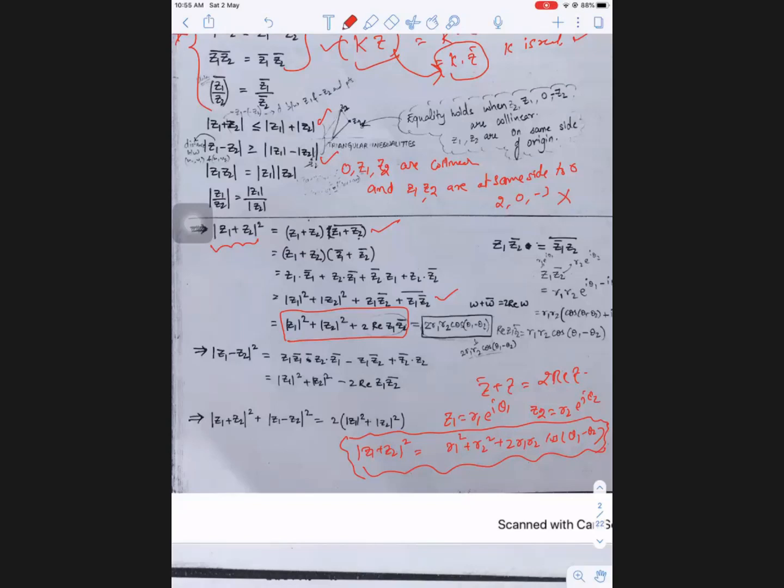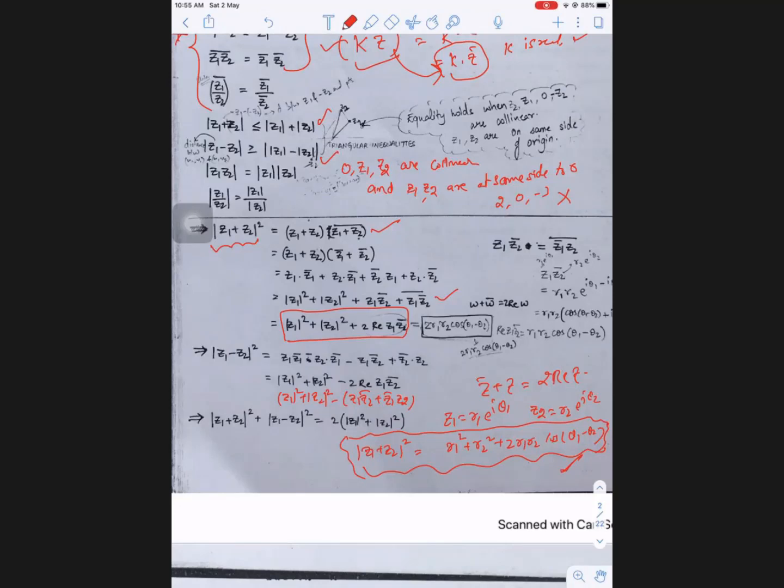If you multiply Z1 minus Z2 into Z1 minus Z2 whole bar, it's mod Z1 square plus mod Z2 square minus Z1 Z2 bar plus Z1 bar Z2. You will get exactly 2 into real part of Z1 Z2 bar, which is exactly equal to, in this formula here, R1 square plus R2 square minus 2 R1 R2 cos of theta 1 minus theta 2.